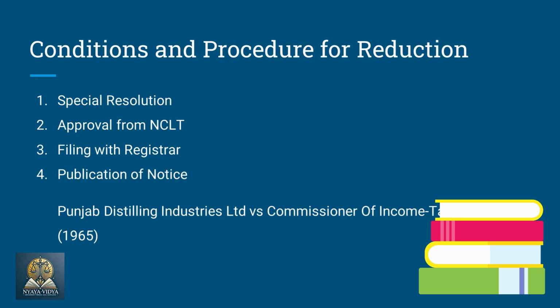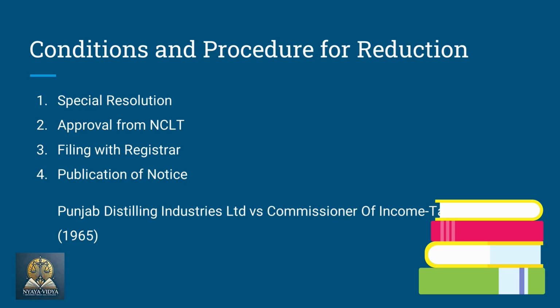The first one is special resolution. For this, a company must pass a resolution in a general meeting. At least 75% of voters present and voting must approve. Once the resolution is passed, it will be sent to NCLT. So not just the company and its 75% of voters, we need to get permission or approval from NCLT also. NCLT is nothing but the National Company Law Tribunal.